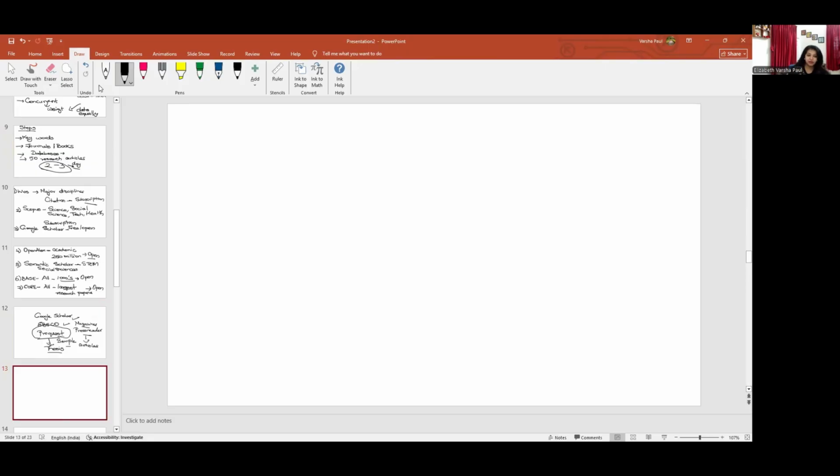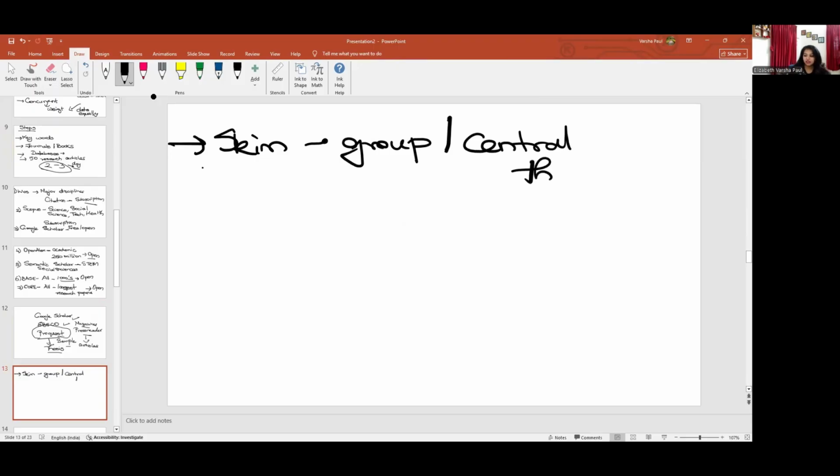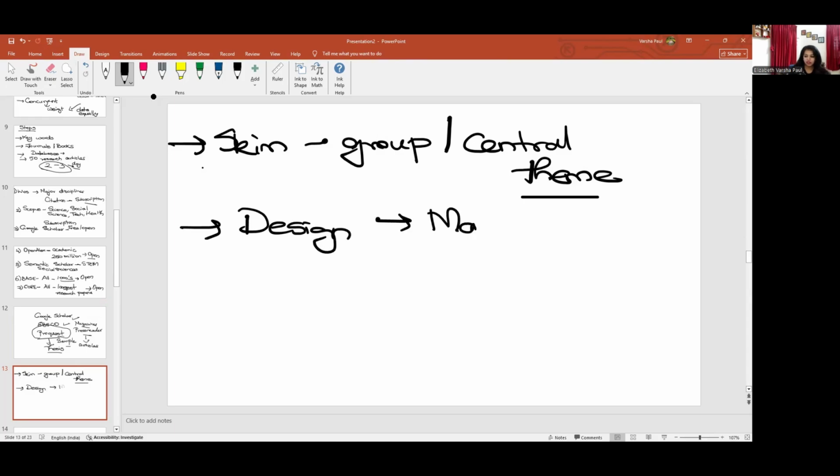The fifth step is you have to skim, or group, or segregate your articles, and you have to get back to your central theme. The next one, you have to design your literature map.